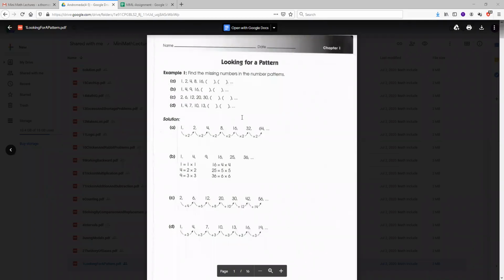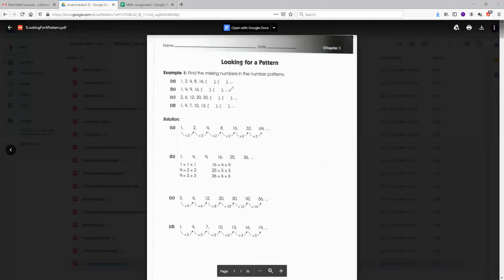So today we're learning about patterns, and we're going to be doing some examples. In example A, it says 1, 2, 4, 8, 16, and then there's two missing numbers that we're trying to find. So what we should do is look at the previous numbers and see if we can find a pattern. So let's see. 1 plus 1 is 2, 2 plus 2 is 4, 4 plus 3 is 7, not 8. So we're most likely not doing addition for A.